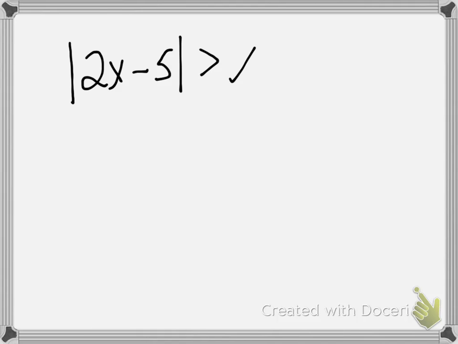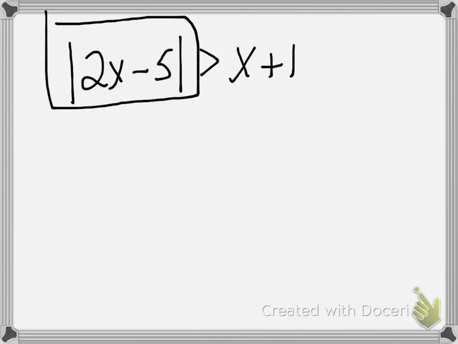Okay. Another example. Let's get a little trickier this time. Let's say 2x minus 5 is greater than x plus 1. Now, first thing I check for is, is the absolute value isolated? And it is. So that means I can go ahead and set up my two problems.